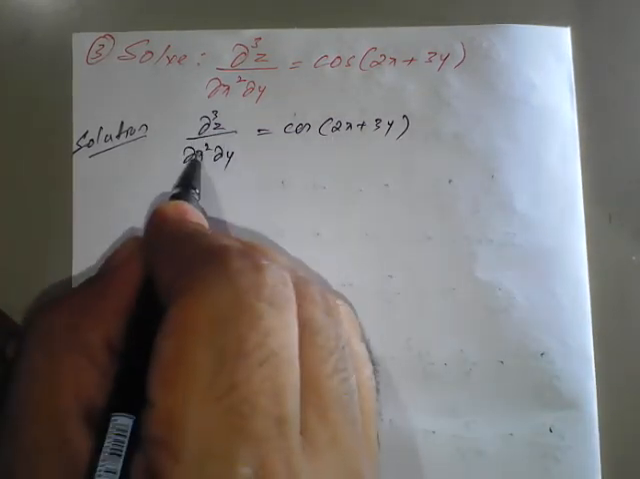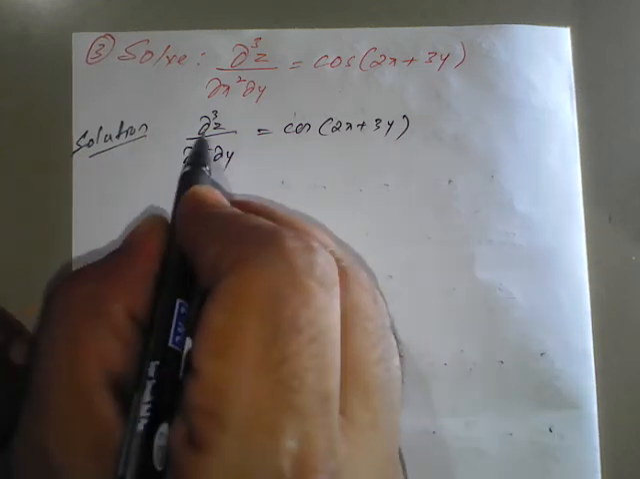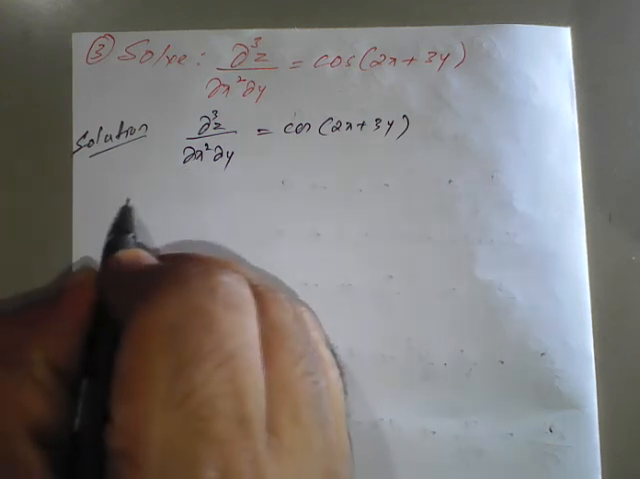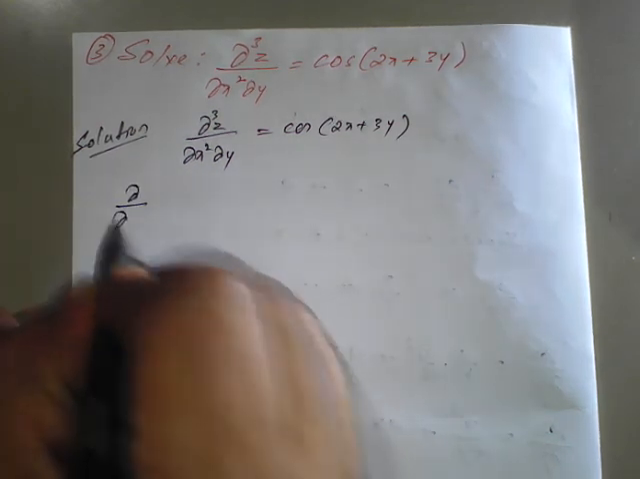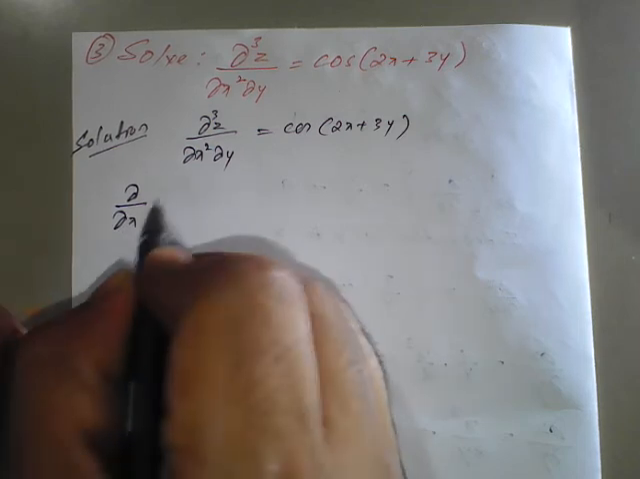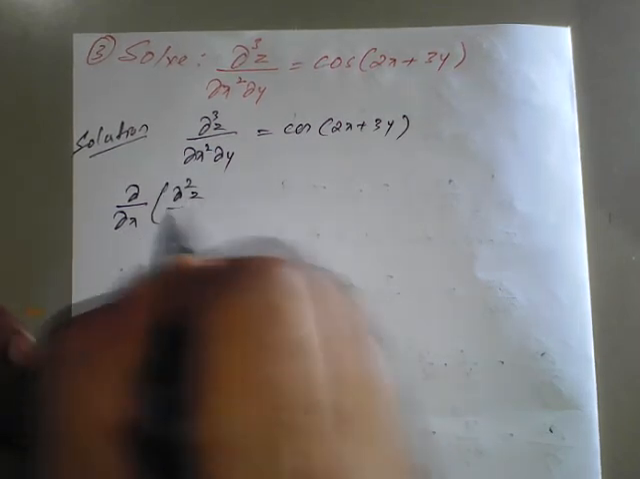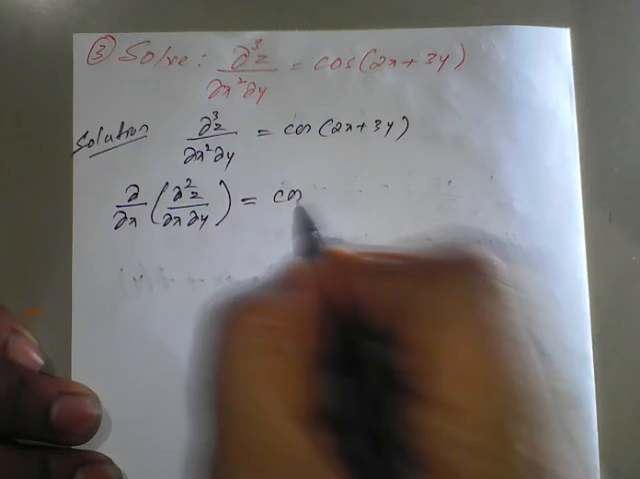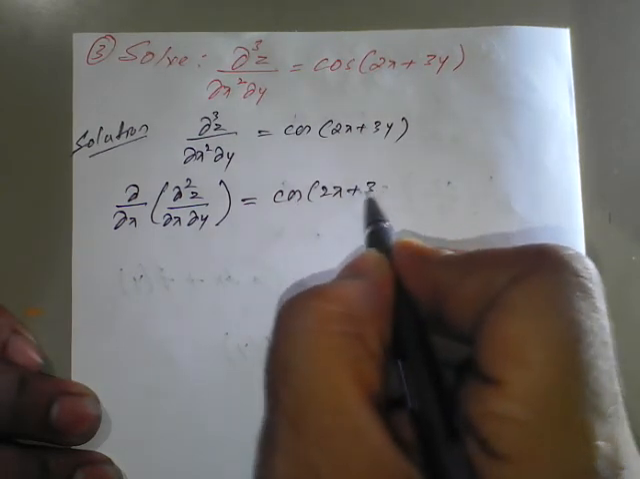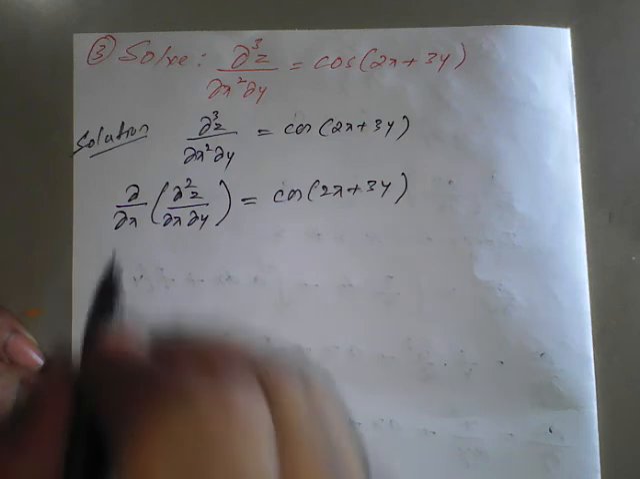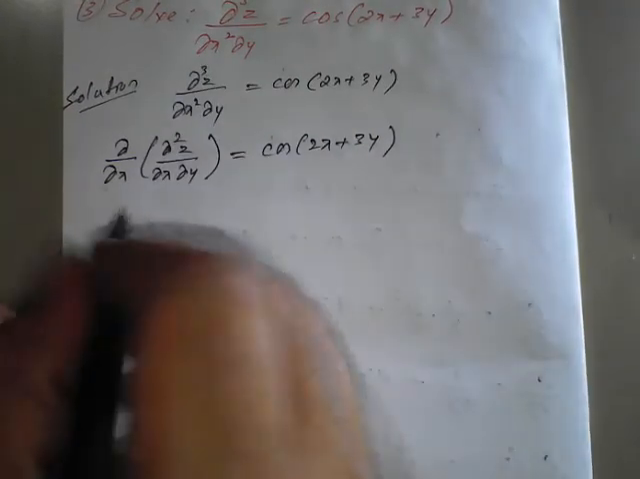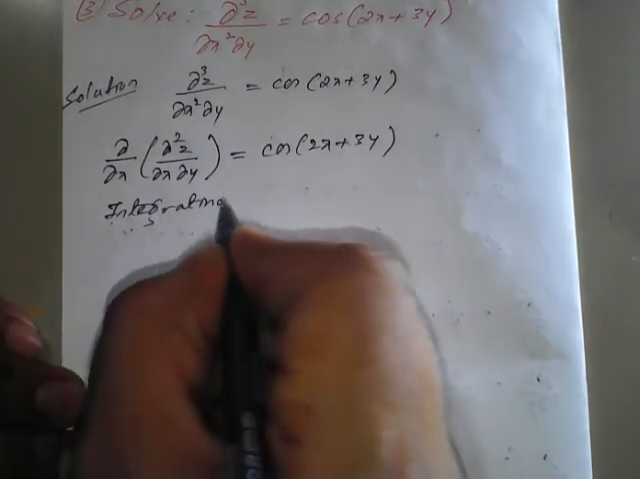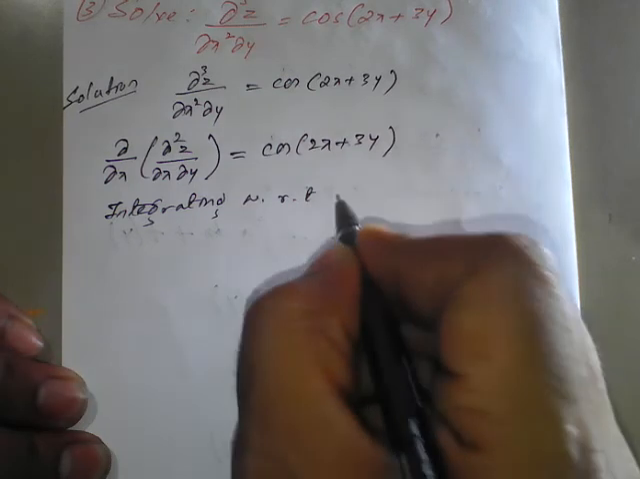So ∂³z/∂x²∂y: from this, take one ∂/∂x out, that is ∂/∂x as it is, and the remaining is ∂²z/∂x∂y, equal to the right-hand side, cos(2x + 3y), as it is. Now we'll integrate, integrating with respect to x.